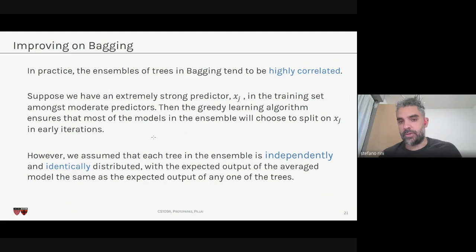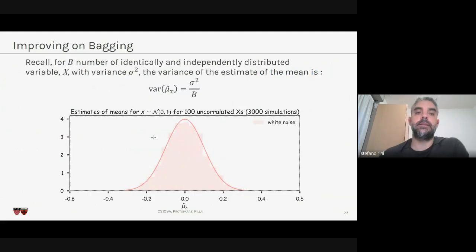But this is actually not the case, right? We're making a conceptual mistake there. So how can we see this? Okay, let's say that you have B identically distributed variables X, each with variance sigma squared. Then if you combine all these random variables, you observe a decrease in the variance of the mean of this random variable as sigma squared over B.